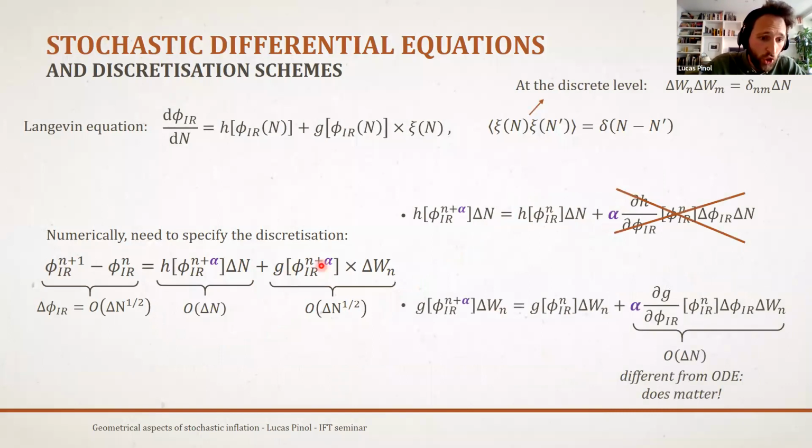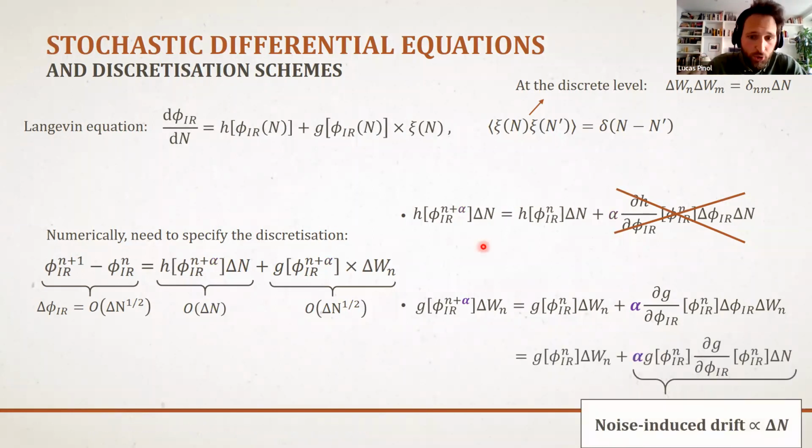However, when we look at the noise term, you see that it receives a contribution proportional to delta phi times delta W. And because delta W is like the square root of delta n, delta phi is also like the square root of delta n. This means that this contribution scales like one power of delta n, just like the drift. So this correction that comes from the choice of the discretization scheme is the same order of magnitude as the drift itself. This is what we call the noise-induced drift, because it effectively acts as a drift.